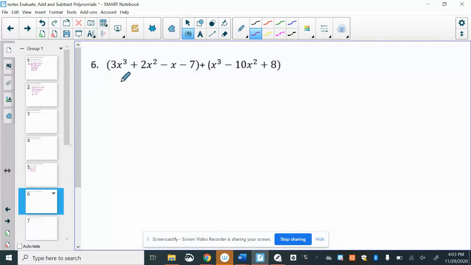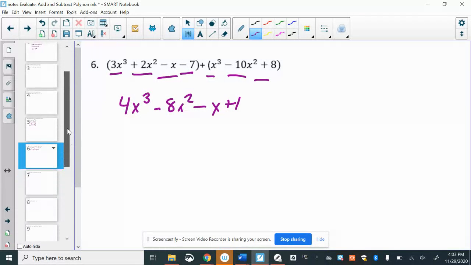Let's look at another. Combining like terms, x cubes with x cubes is going to be a total of 4x cubed. X squares with x squares is going to give us minus 8x squared. There's only one x term here, so minus x. And then combining the constants, we get plus 1. And again, we want to write these in standard form, going in descending order.